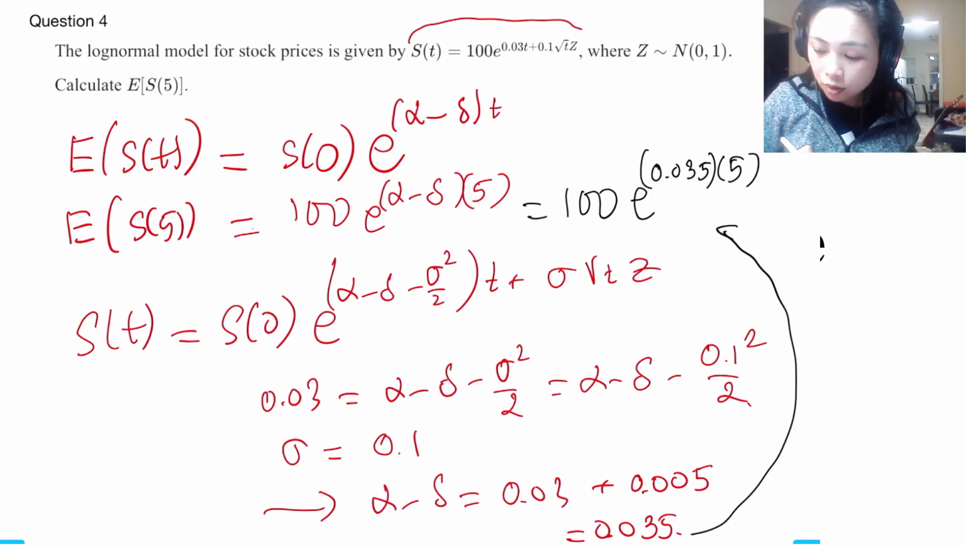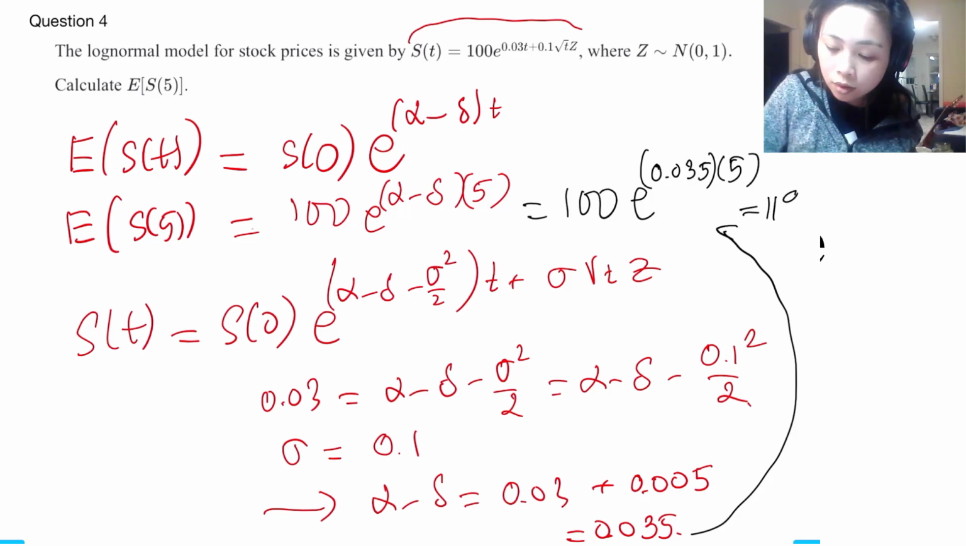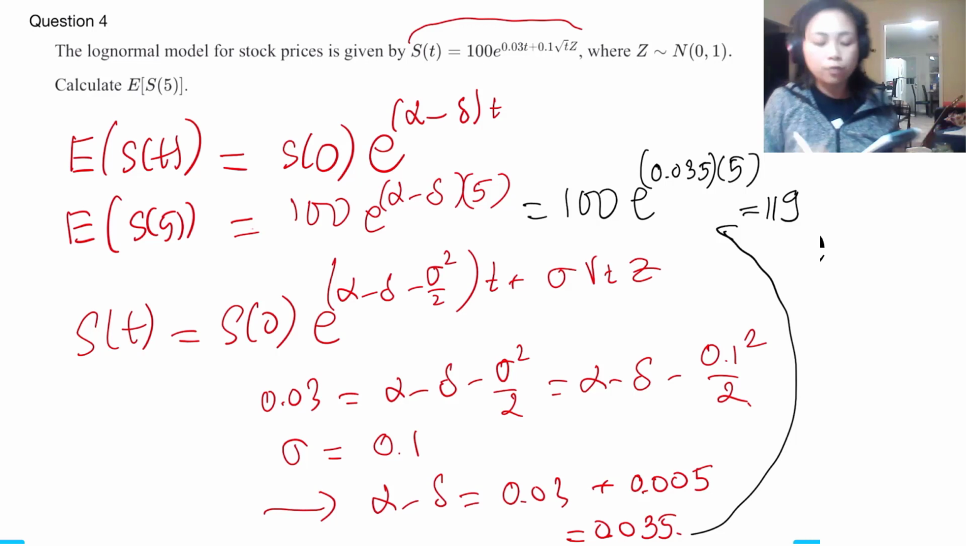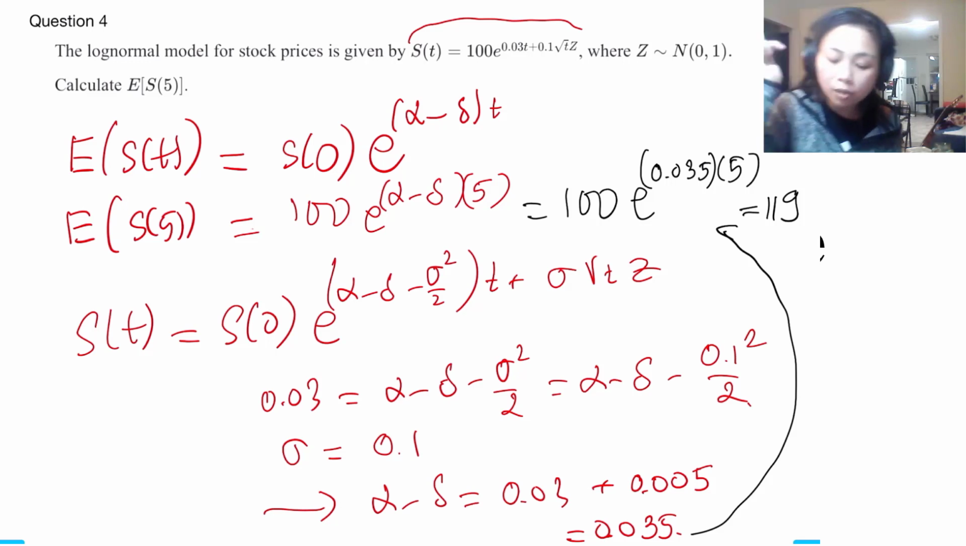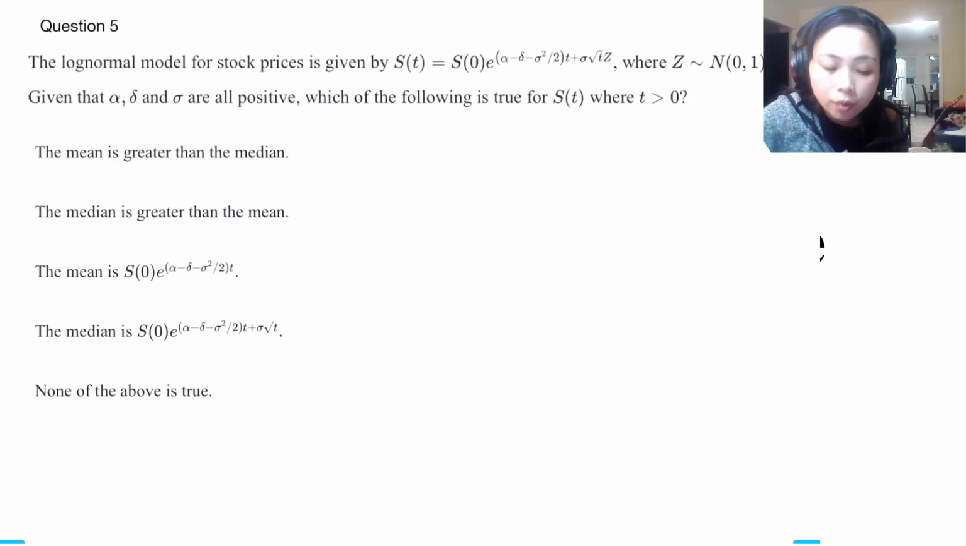Alright, so let's move on to the next problem. The lognormal model for stock prices is given by S of t is equal to S of 0 e to the alpha minus delta minus sigma square half times t plus sigma square root of t z, where z is a standard normal distribution. Given that alpha, delta, and sigma are positive, which of the following is true for S of t, where t is positive?